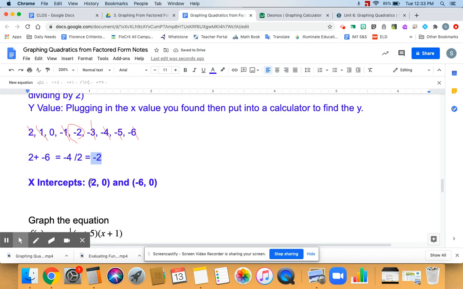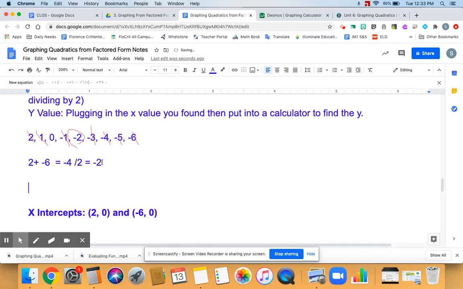But this way helps you even when it's decimals and even when it's weird stuff. You add them together, then you divide them by 2 to figure out the middle. So this is the x for the vertex. X is going to be negative 2.